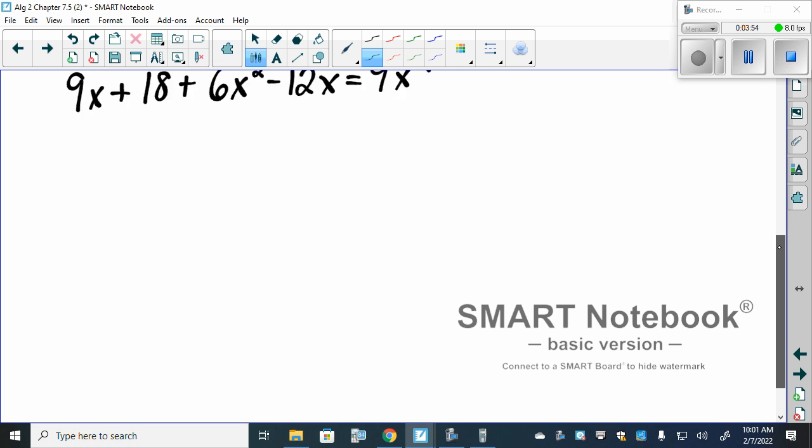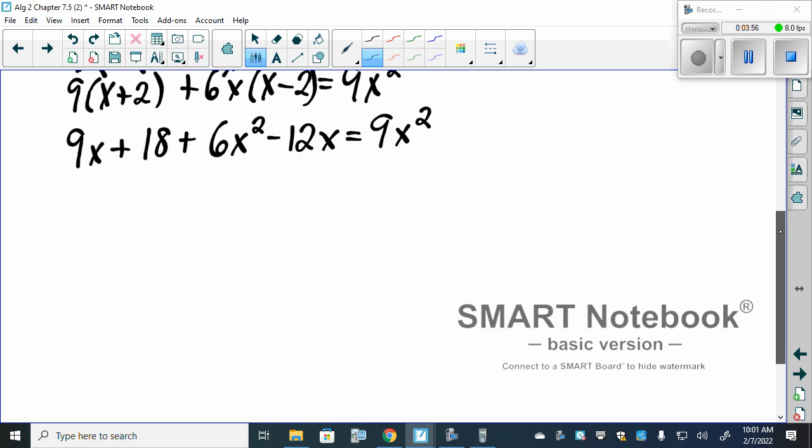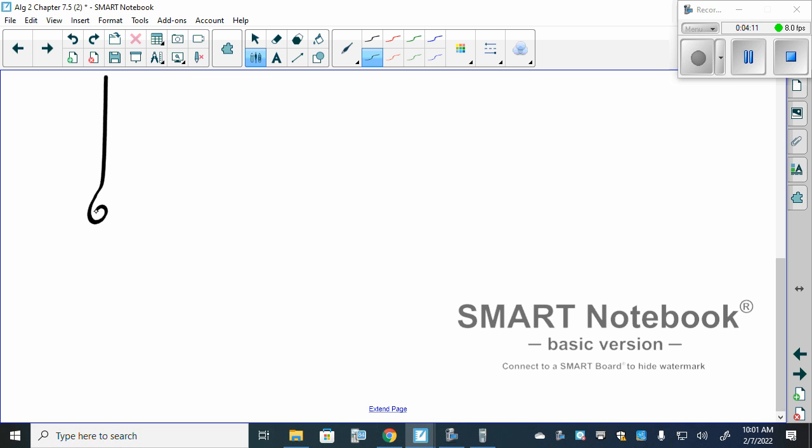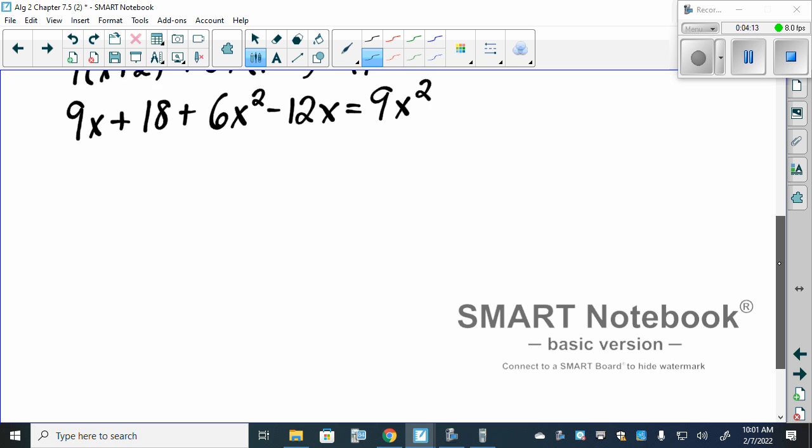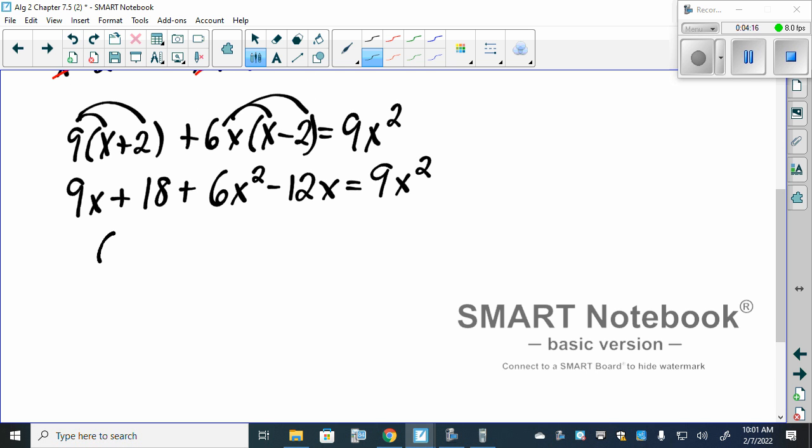Now at this point we can combine like terms, and most likely we're going to need to get this equal to 0 because we do have an x squared term. If we combine like terms on the left hand side, we'll have 6x squared. Now the 9x and negative 12x are like terms, and we can combine those. 9x minus 12x would be negative 3x, plus 18 is equal to 9x squared.